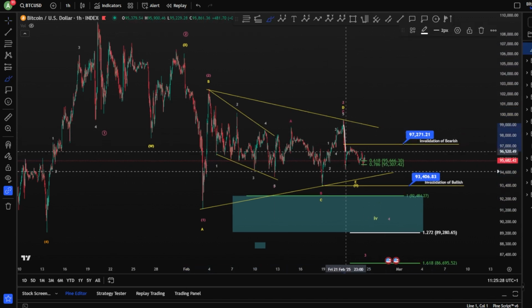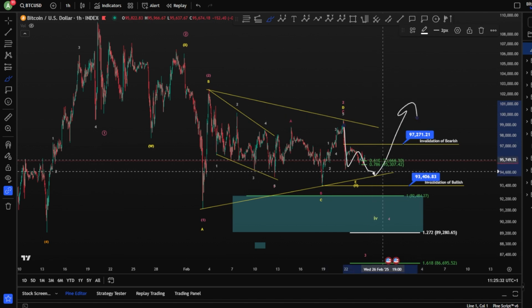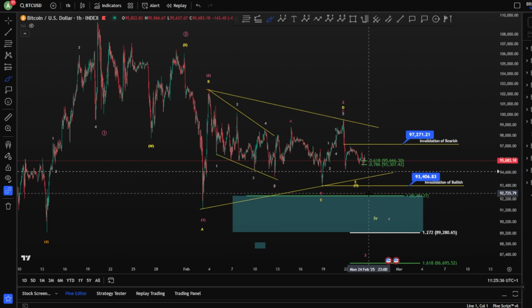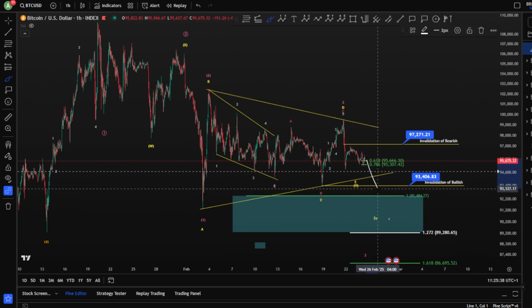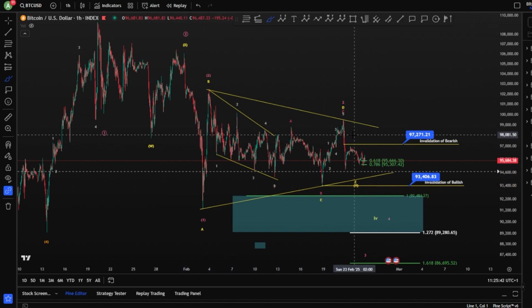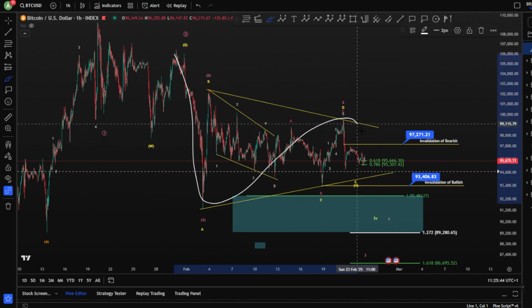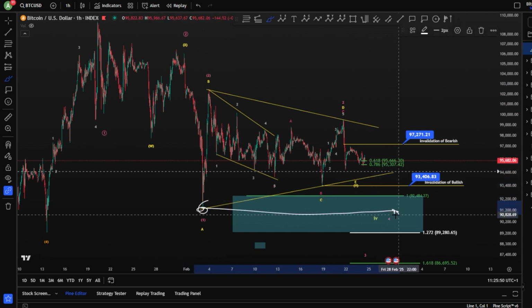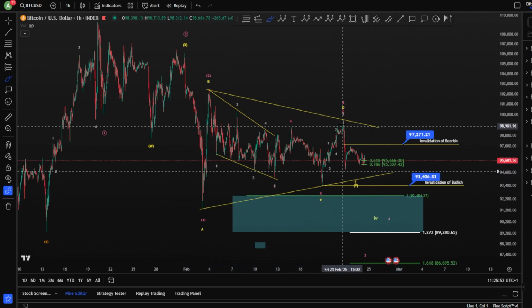So if this wave E has been finished somewhere here, of course, then we have to see higher prices before taking the 93K 400. If we take the 93K 400, the wave E will invalidate this triangle, will transform it to an A, B, and a C somehow, and probably it will seek to take this low inside this blue box. So this is a scenario.